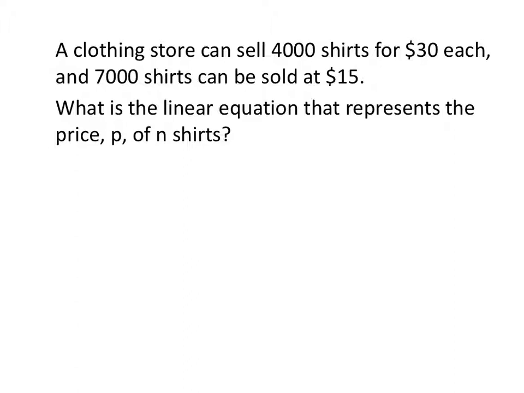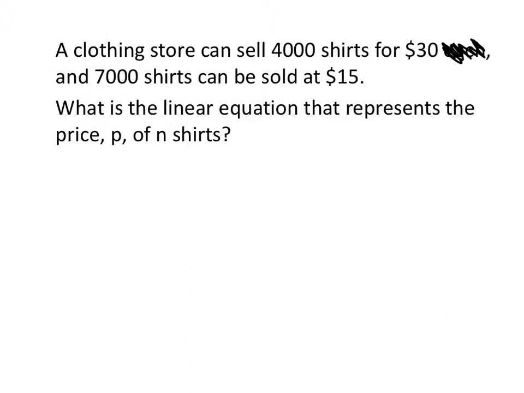A clothing store can sell 4,000 shirts for $30 each. I don't know if that's each. And 7,000 shirts can be sold at $15. I don't think that's supposed to be there, this is a typo. What is the linear equation that represents the price P of N shirts? Okay. So we do need the cost for every shirt. And it didn't really tell us the initial value, so we'll have to find that using point-slope form.